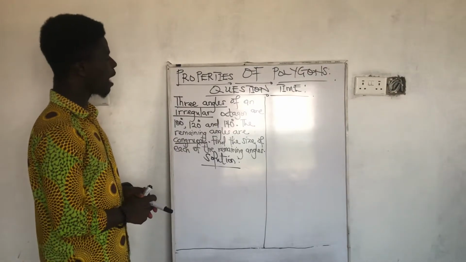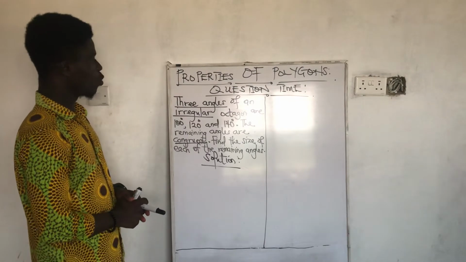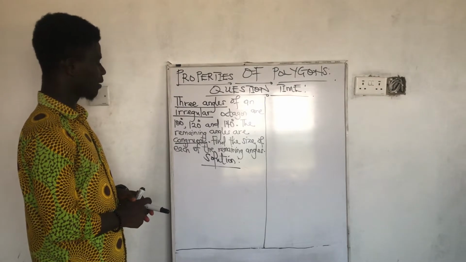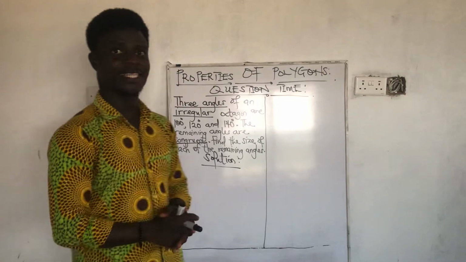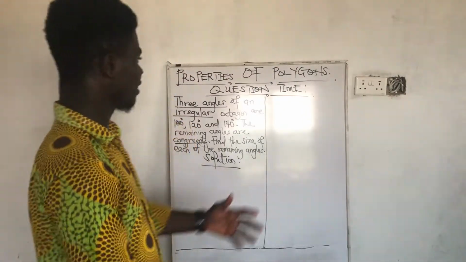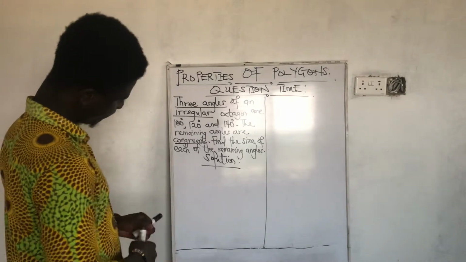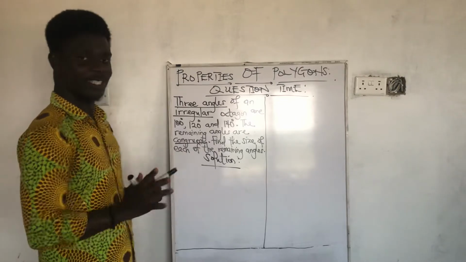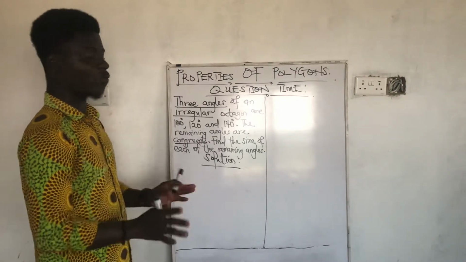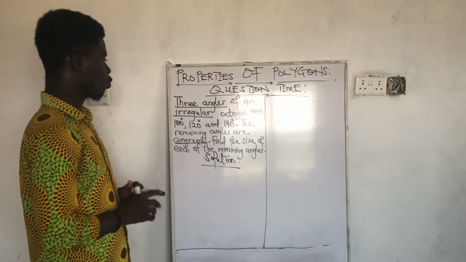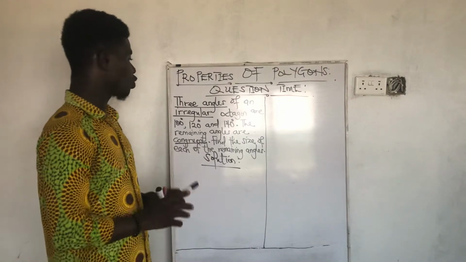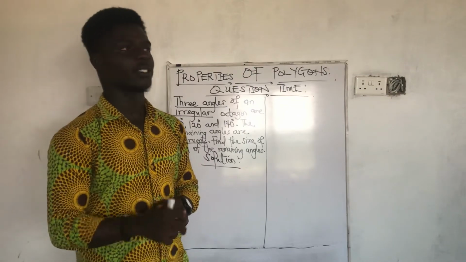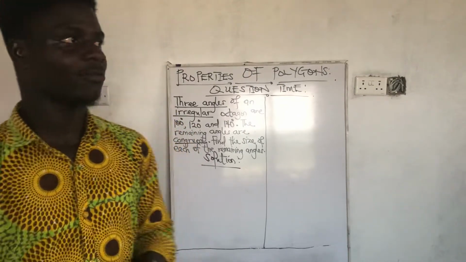Three angles of an irregular octagon are 100 degrees, 120 degrees, and 140 degrees. The remaining angles are congruent. Find the size of each of the remaining angles. This question is very, very interesting. You can pause the video, then you try this question. So write it down.